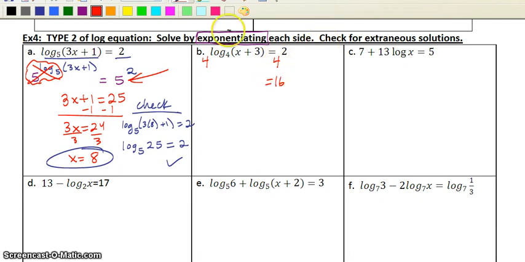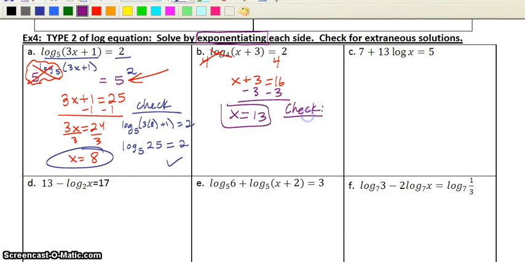So don't be thrown off by my shortcut, and if you need to write it all out a second time, that's okay. So I end up with x equals 13 for this one. Again, go through and quickly check it. So log base 4 of 13 plus 3, plugging it in for x. Log base 4 of 16, well, 4 squared is 16, so yep.